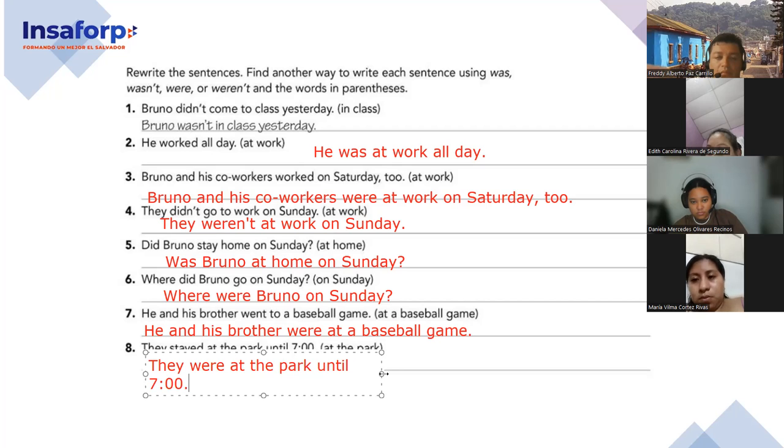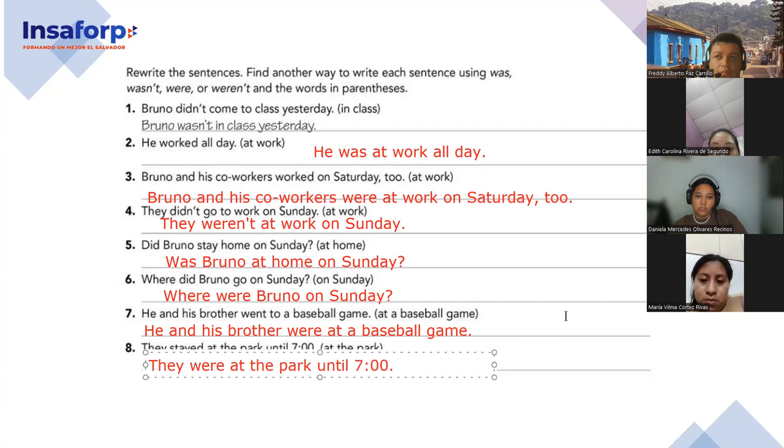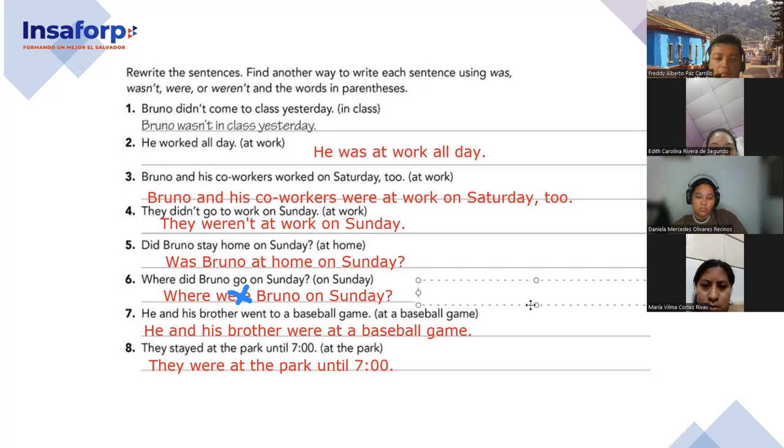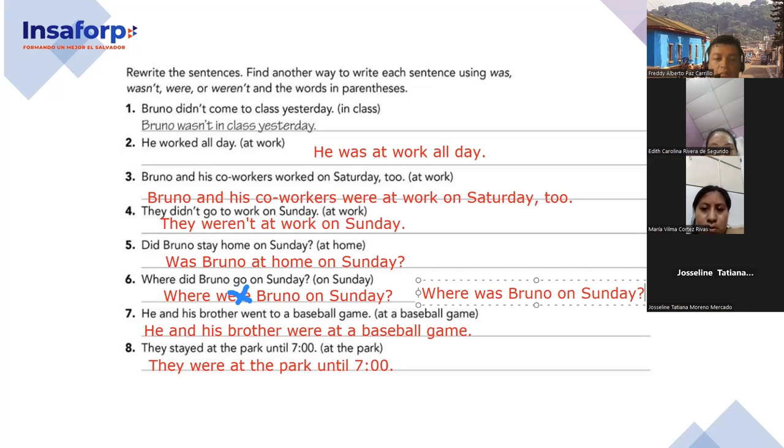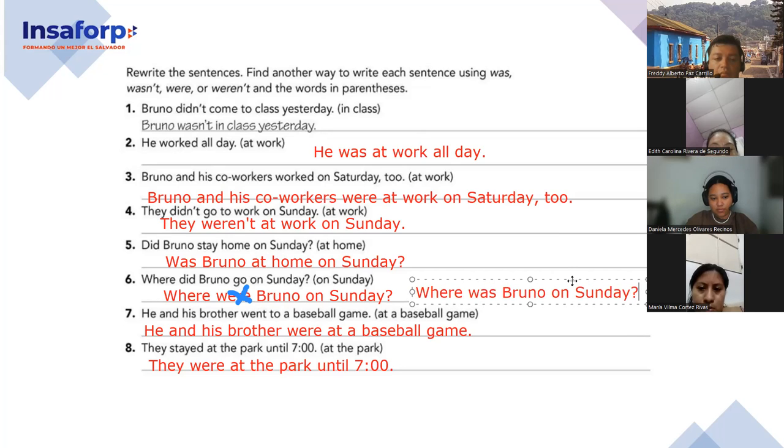Teacher, I have a question. Tell me, go ahead. Why in the sentence 6 was the verb were with Bruno? I mean, porque en la oración 5 usamos was. That is perfect. Thank you. Very good. Beautiful. So we're going to have where was Bruno on Sunday. Yay, that's good. I love it. Okay. Where was Bruno on Sunday? Daniela, thank you.